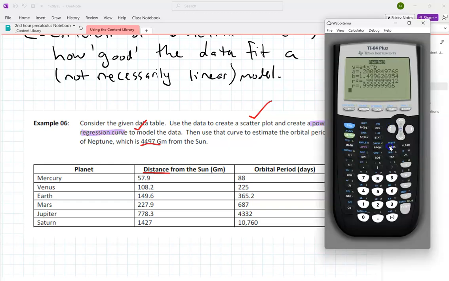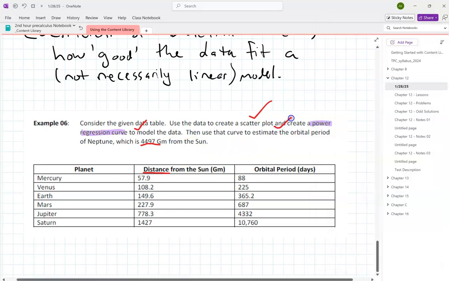So to get the y1 again, I'm going to go vars, yvars, function, y1, and I'm going to do then in parentheses 4497. So the calculator is going to plug 4497 into whatever the equation is in Y1. So I get 60,150.1 for the orbital period. So that's the estimate part.